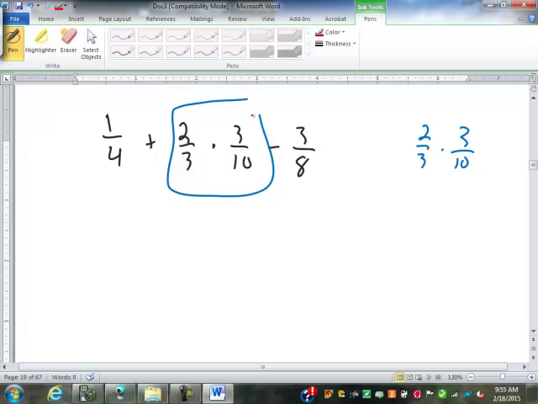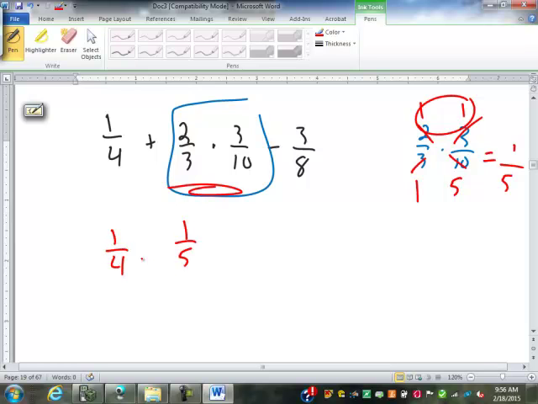We get one fifth. So the 2 and the 10 can reduce to 1 and 5. And then the 3 and 3 can both reduce to 1 and 1. So 1 times 1 is 1, 1 times 5 is 5. So that's 1/5. That replaces all that.